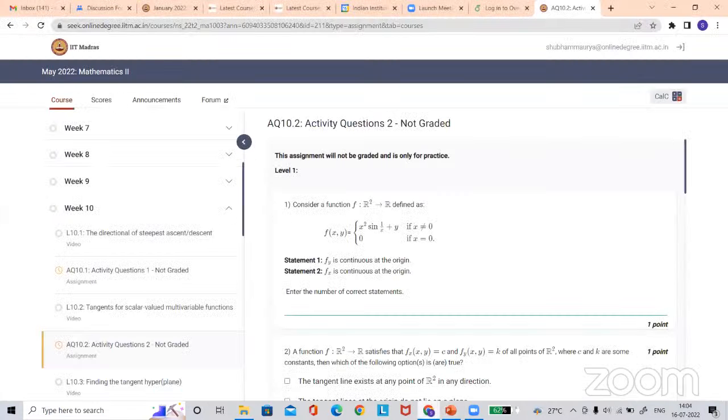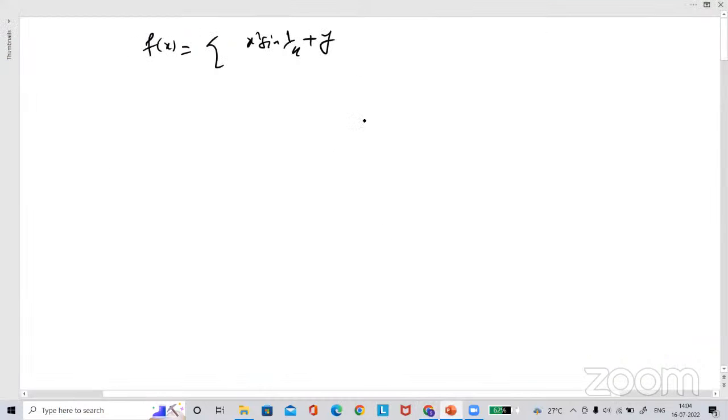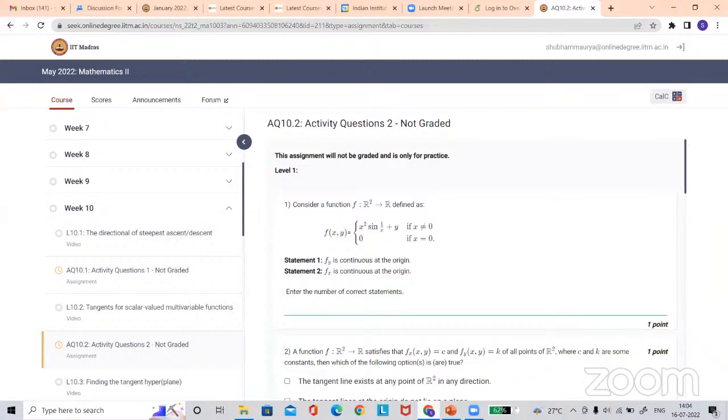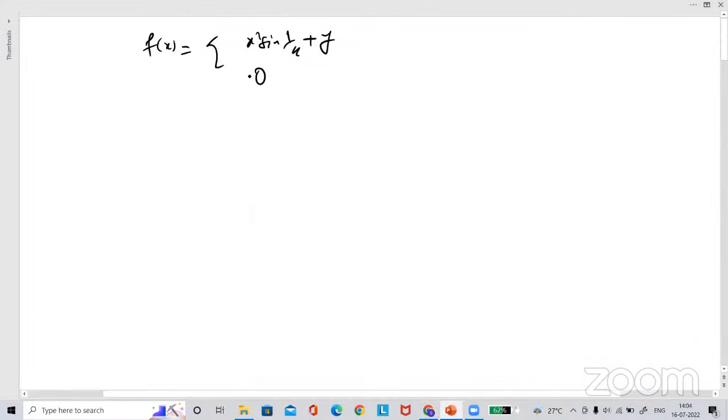We have the function f(x, y) equal to x squared sine of 1 by x plus y when x is non-zero, and 0 when x is zero. This is a function of two variables. Talking about whether the partial derivative is continuous or not.